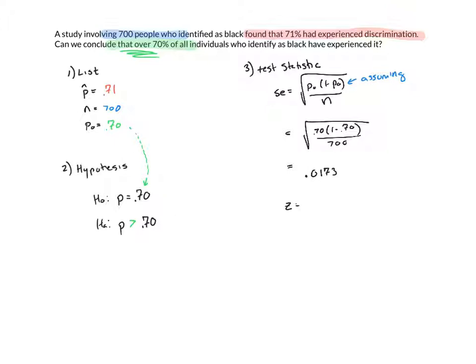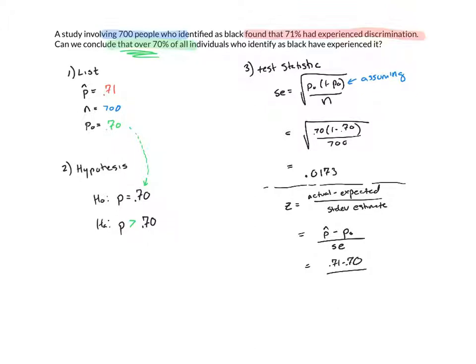After I calculate SE, the next thing I'm going to do is calculate what Z is. Z is my actual test statistic. I calculate Z by taking my actual minus my expected and dividing by my standard deviation estimate. Which means my actual is p hat, my expected is p naught, and my standard deviation estimate is SE. 0.71 minus 0.70 all over, and SE was 0.0173, which gives me a z-score of 0.58. This is a really tiny z-score, so let's go ahead and look at what happens when we find my p-value.